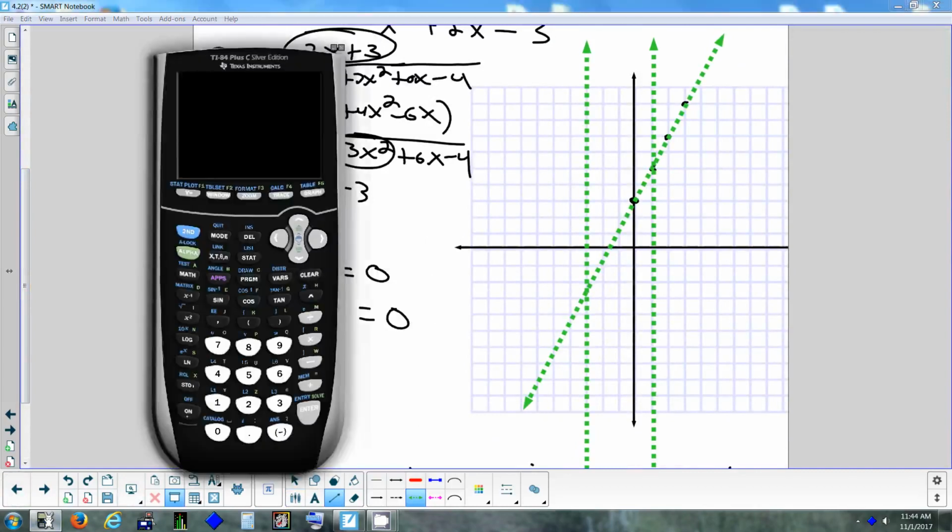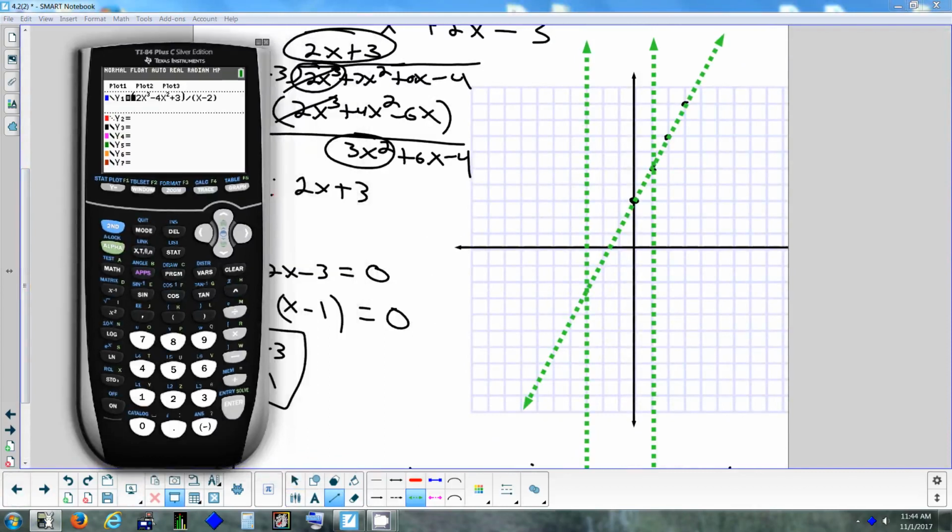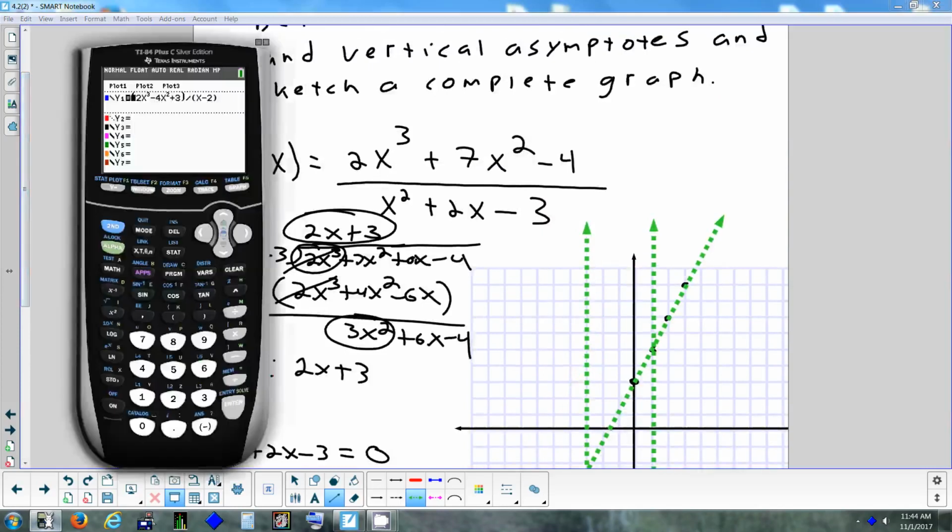All right, so let's type it all in and see what we got. So we got 2x cubed plus 7x squared minus 4. If you have the last problem typed in, you can just change a few things and that works. So it's x squared plus 2x minus 3. All right, my first asymptote is negative 3. Can someone give me a number that's just a little smaller than negative 3?